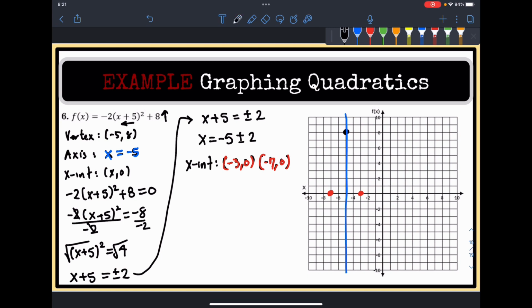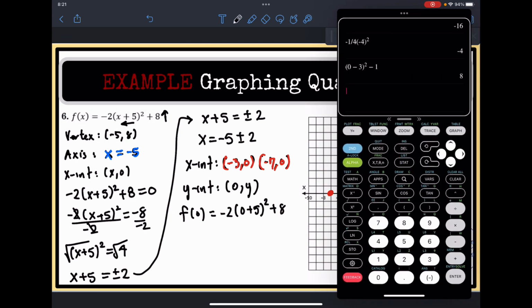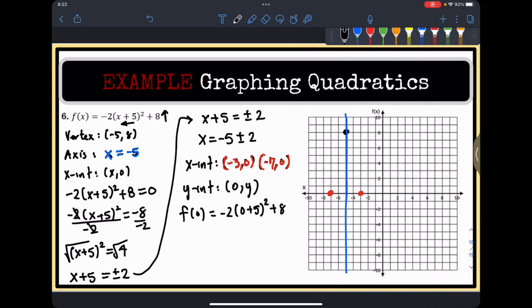Now let's find our y-intercept. Here we get our y-intercept by now having the x equal to 0. With our handy dandy calculator, the TI-84, we can just simply do this all in one step. So -2 parentheses 0 plus 5 squared plus 8. I know some of the keys look a little bit different, but this is the same setup as the 84 that we use in class. And we end up with negative 42. So our y-intercept is (0, -42).